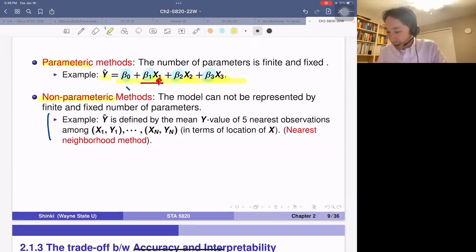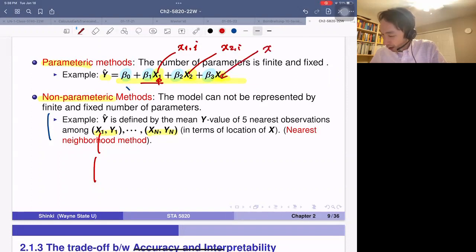Sorry, maybe here we have some confusion. X1, X2, X3 are three characteristics, three variables, and these are observations. Even though it looks like the same notation, they are different ones. Maybe I should say this is X1i, X2i, and X3i, and xi is equal to (x1i, x2i, x3i). I would say that.